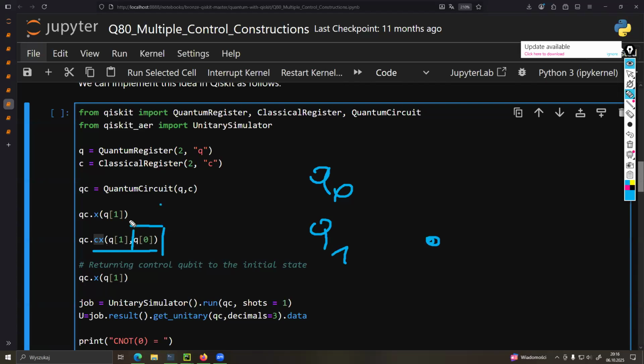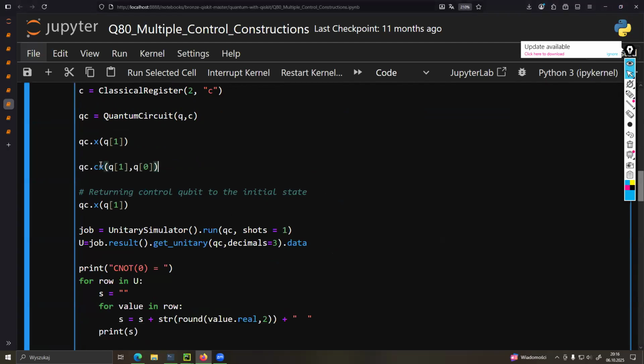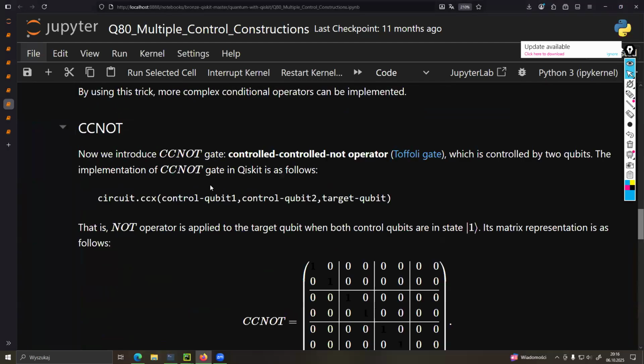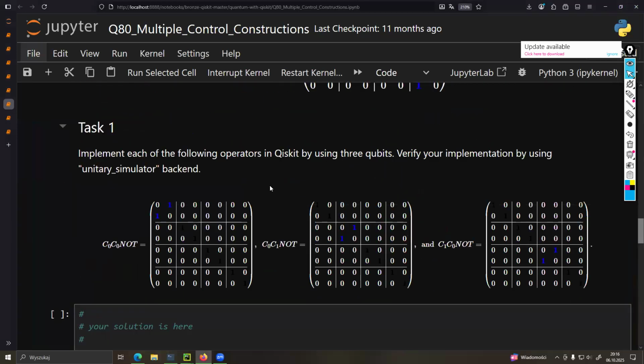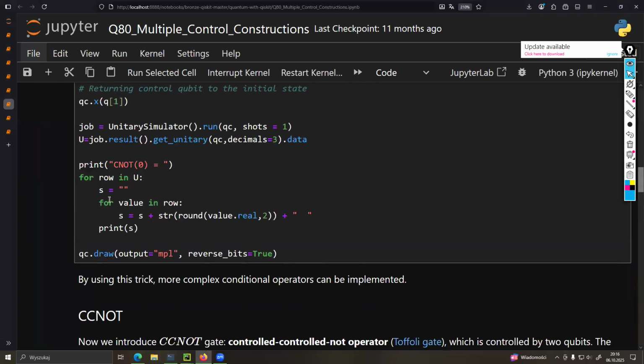I first pass in a control bit, and then I pass in the target. There are more gates like this. For example, we have an out-of-the-box defined yet another gate, which is more complicated, which I have already told you about, which is a control node.